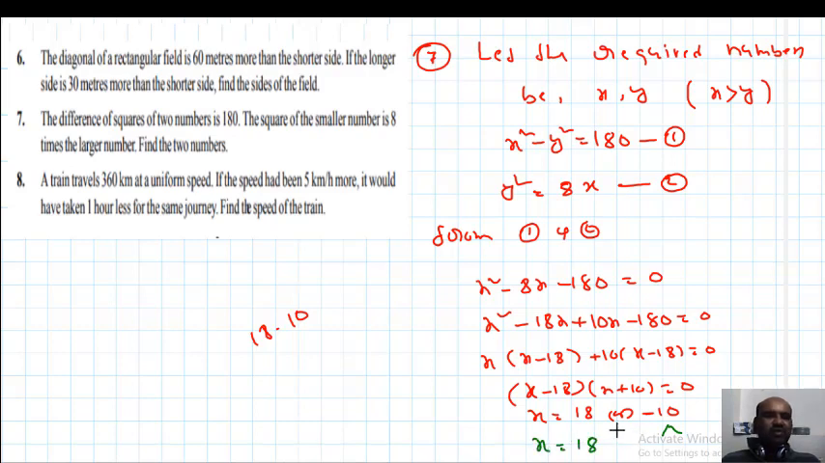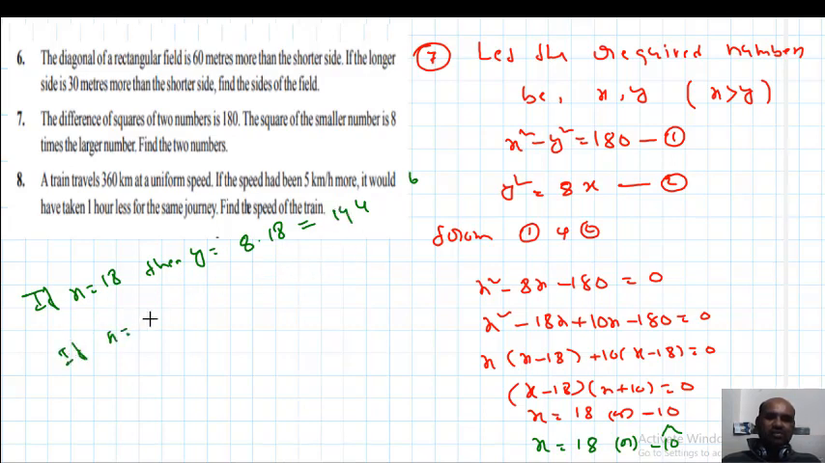You can take x as −10 also, that is not a big problem. You can cross-check now. Or I will write −10 also, since positive or negative is not given. If x = 18, then y² = 8 × 18, that is 144. Then y = 12, or plus or minus 12, I can say. Later I will write the conclusion.